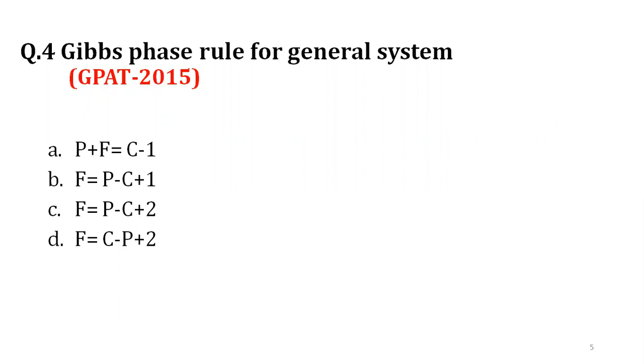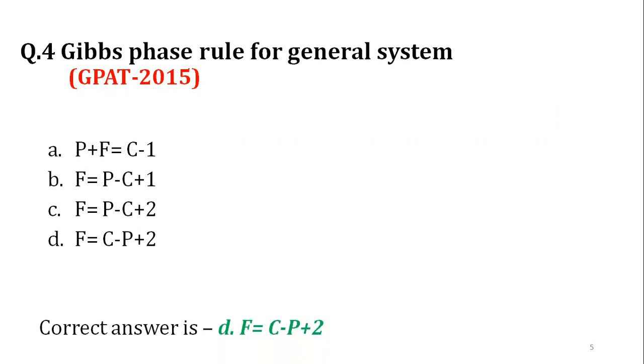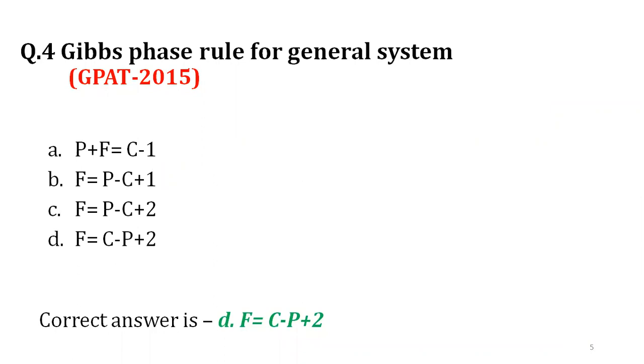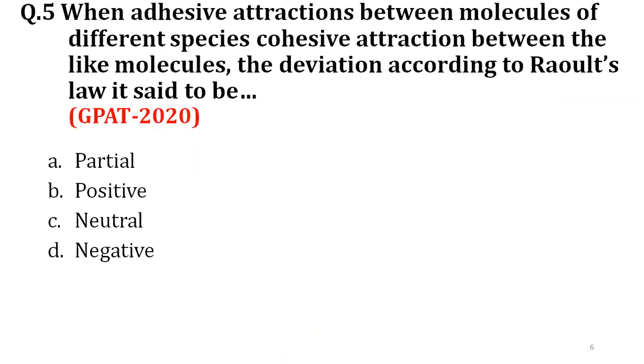Question 4. Gibbs phase rule for a general system. This question was asked in GPAT 2015. Option A, P plus F is equal to C minus 1. Option B, F is equal to P minus C plus 1. Option C, F is equal to P minus C plus 2. And option D, F is equal to C minus P plus 2. We covered this question in your previous lecture also. The correct answer is D, F is equal to C minus P plus 2. F stands for the number of degrees of freedom, C is the number of components, and P is the number of phases.